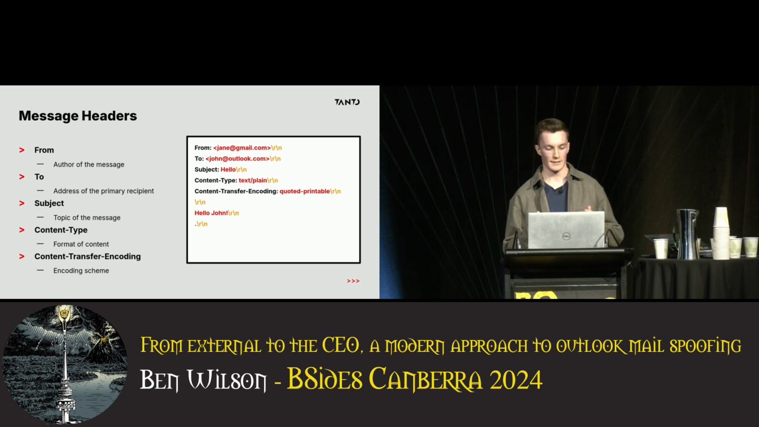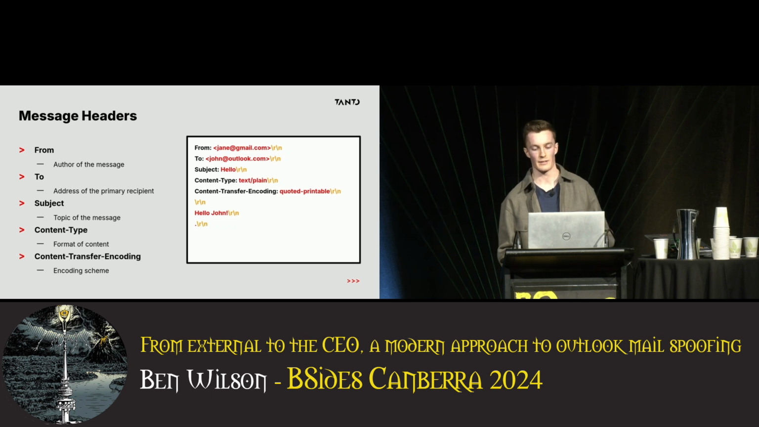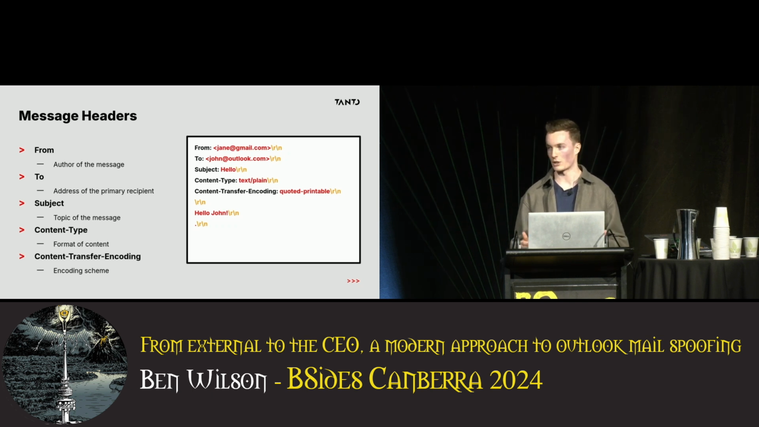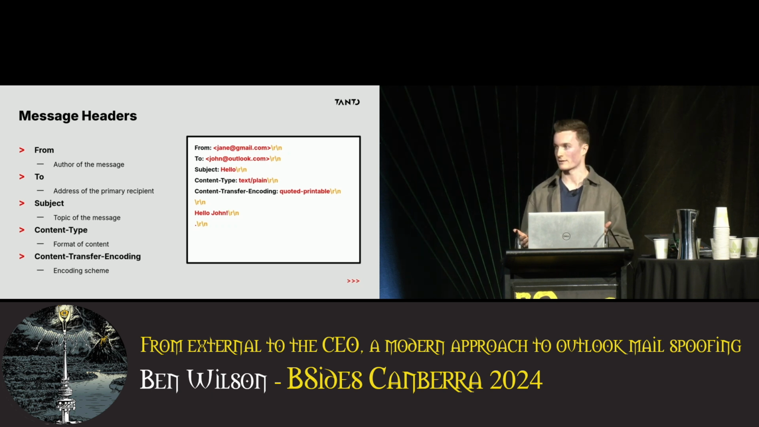So there's a couple of basic ones which I've got here. You've got from, which will be the author of the message. Your to address, which is the address of your primary recipient. The subject being the topic of the message. Content type, so there's a number of them, and I've got just plain text. And the content transfer encoding scheme, which is if you wanted to encode your message. Here I've just used quoted printable, which is essentially plain text, a little bit different.